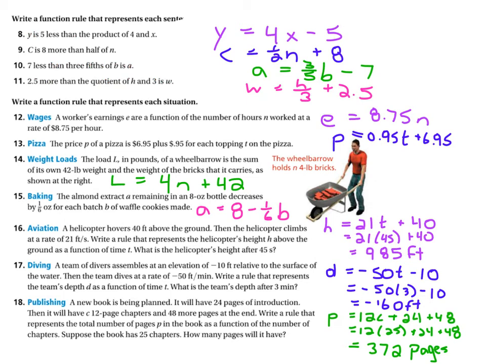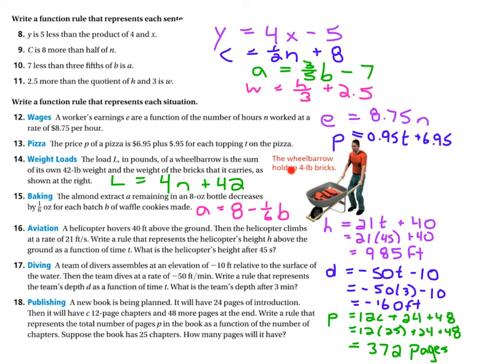A worker's earnings, E, are a function of the number of hours worked. N is the number of hours worked, and that person makes $8.75 an hour, so $8.75 times each hour that they work will be E, their earnings. Here, pizza: the price of a pizza is the base price of $6.95, so you see that appearing at the end. And then 95 cents for each topping T, so you multiply the number of toppings you got times 95, and you add that to the base price of the pizza, $6.95. Together it will be P, the price of the pizza.